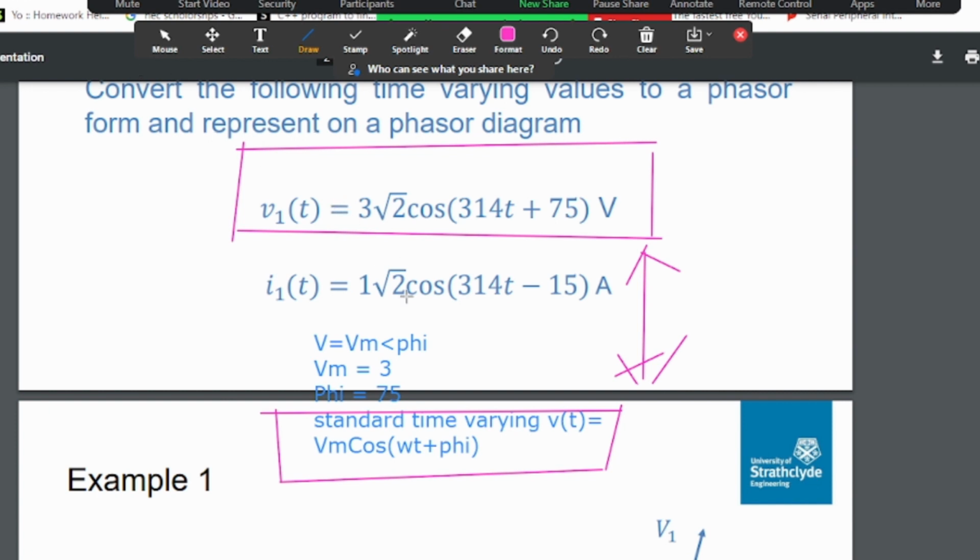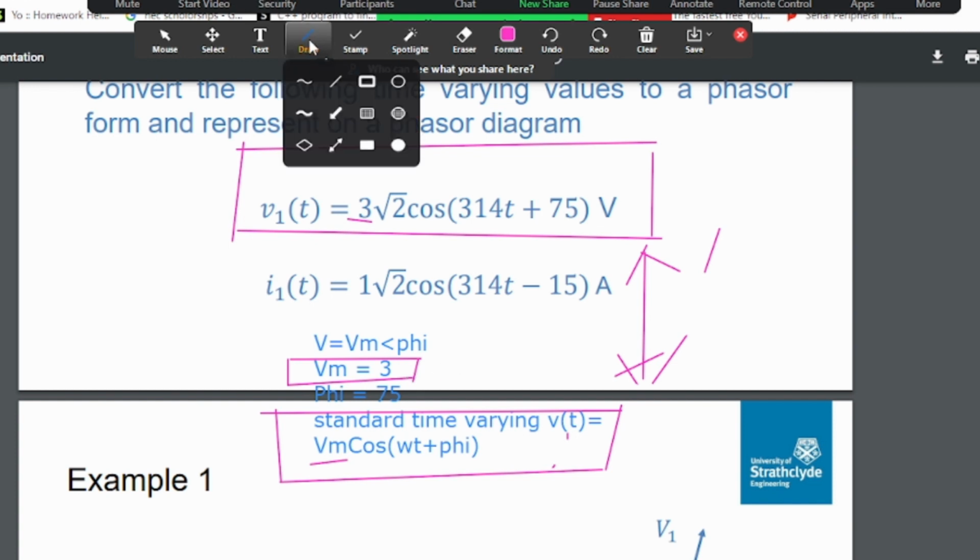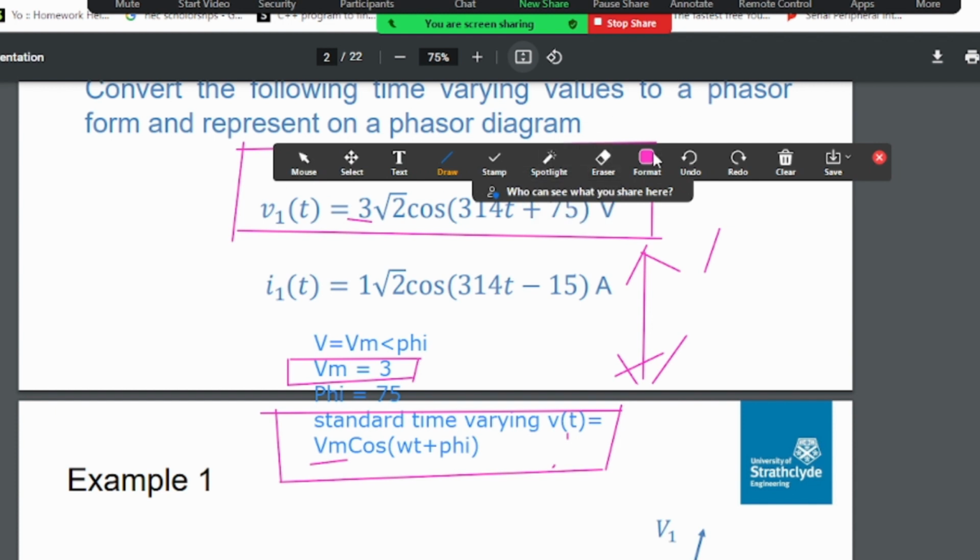If we now compare, this v of t is the same as this V1 of t, and this Vm is the same as this 3. So we can say that Vm is equal to 3, as we have written here, and phi is equal to 75. This is the phi. In this way, we can convert the time varying value to the phasor form.